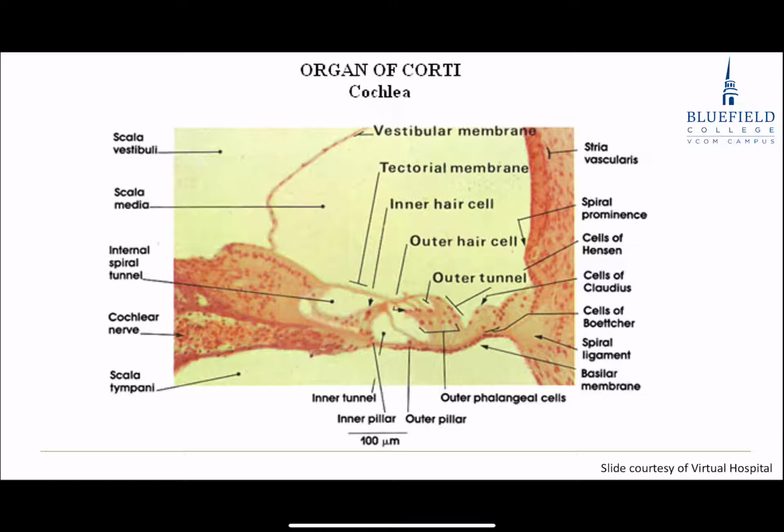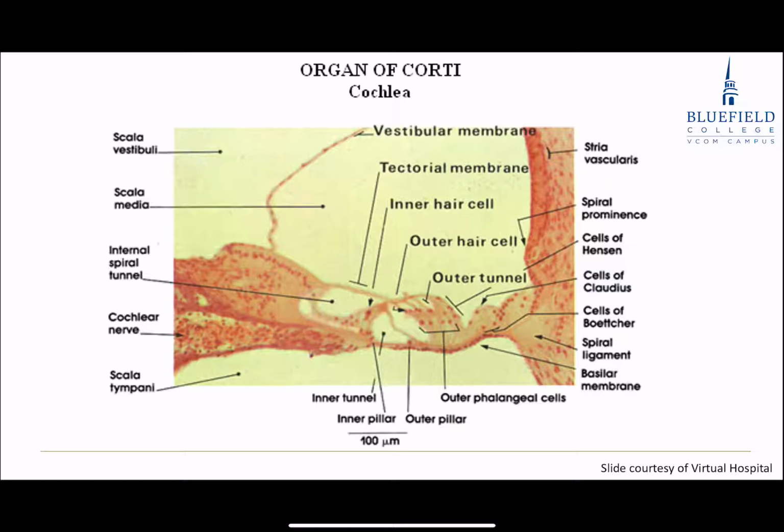Here's my tectorial membrane, sitting on top of 1, 2, 3 hair cells right here. Those would be my outer hair cells, my outer phalangeal cells. Right here, with this arrowhead, is my inner hair cell and my inner phalangeal cells. And then the pillar cells here and here, wedges at the base of that tunnel of Corti.